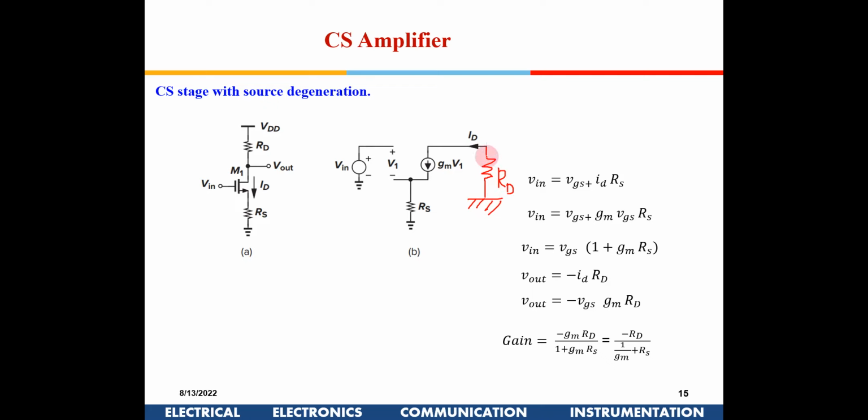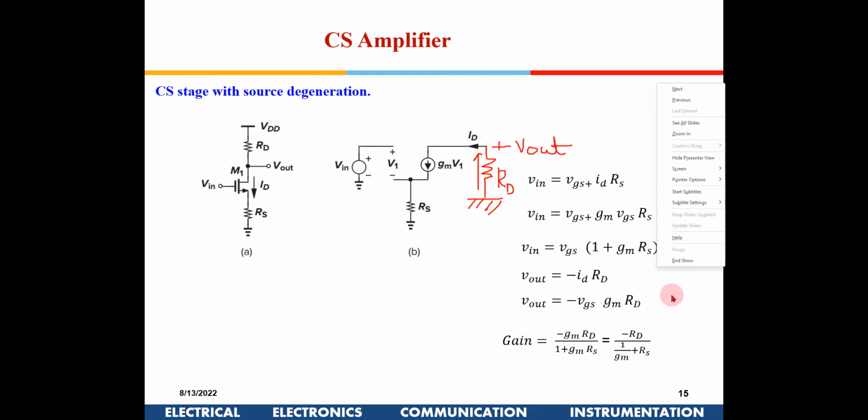Now since ID I have taken it like this, V out is on the top, so this will be minus ID RD V out, because ID is going to flow like this. And this I am taking at plus V out, so this negative has come from there.